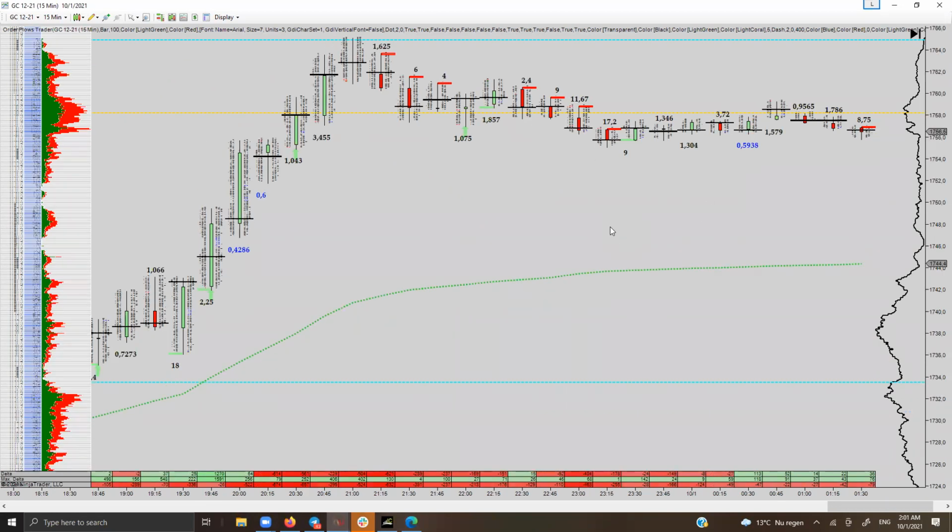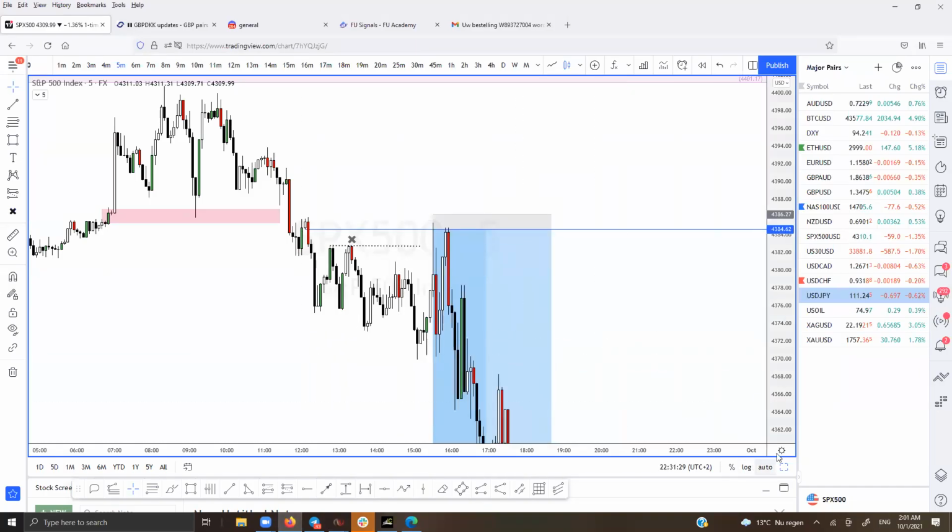Can you hear me? Yeah. Yeah. It's not really about the order flow chart, but just on the TradingView. Okay, sure. Can you just explain a little more why you place the box where you place it?